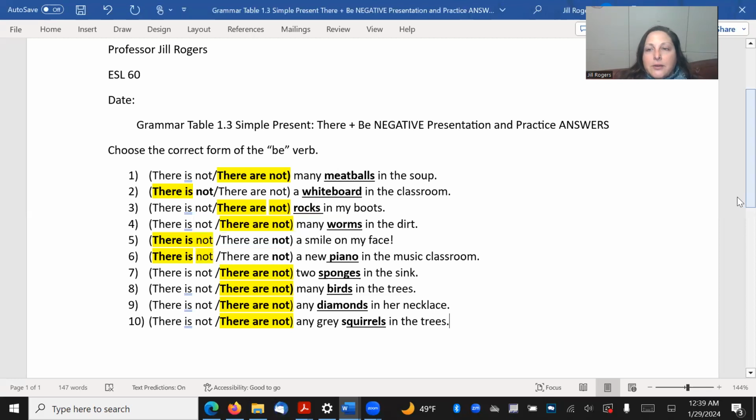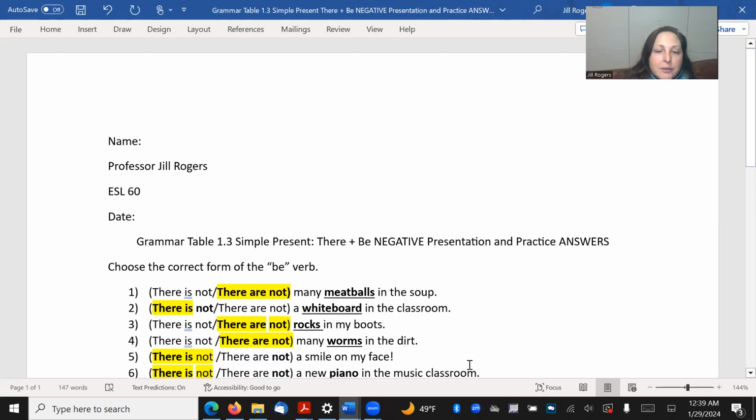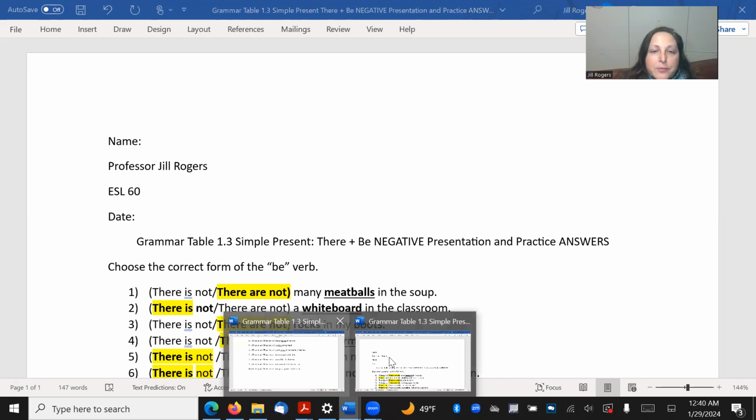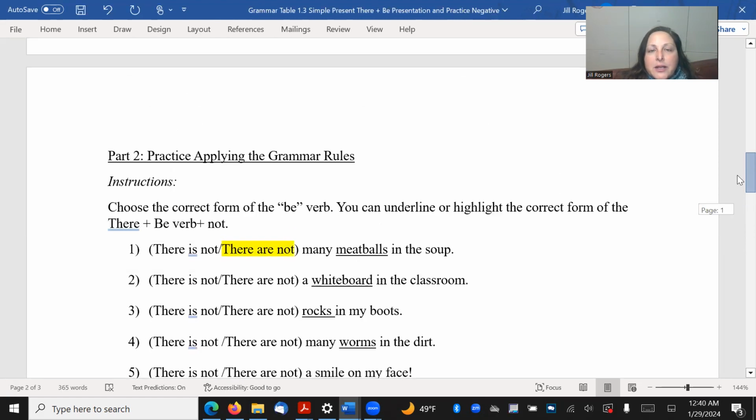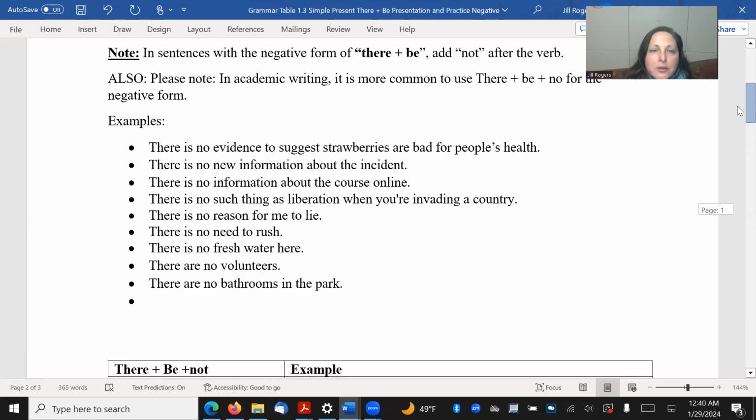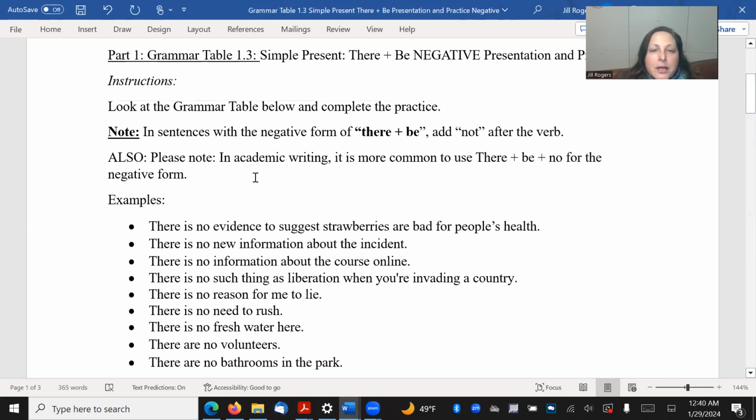Okay, thank you. All right, so now we're actually going to go back to that important point I said before. It has to do with academic writing and how we structure there plus be. So it's actually all right here. Please note, in academic writing, it is more common to use there plus be plus no for the negative form. And this is a little confusing because why don't we just say there is not or there are not? Because this is just the way we use it. It sounds a little bit more academic, I suppose. And we especially use it with a lot of those non-count nouns.